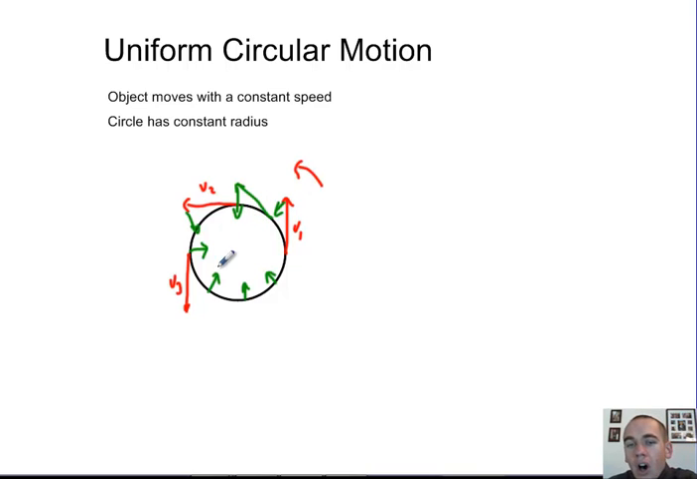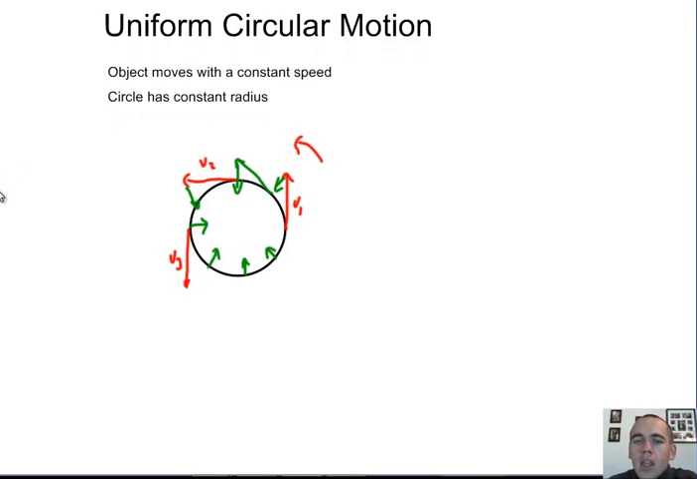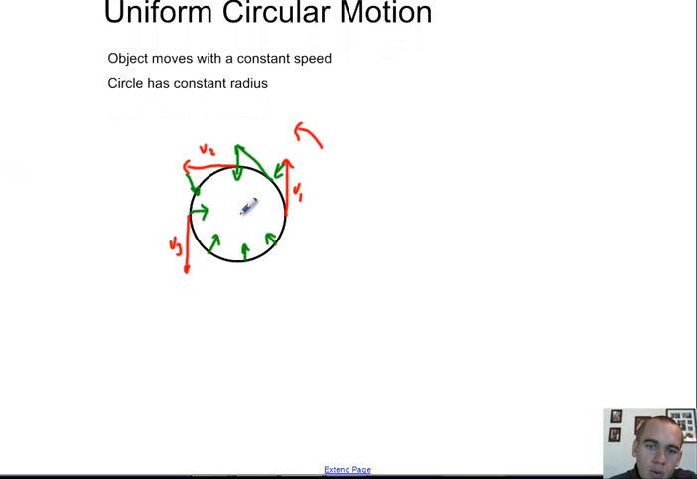Now, if you take a look, all those acceleration vectors point towards the center. Okay, and so that is directed along the radius of the circle. It's in towards the center along the radius. Because of that, we call this radial acceleration, but also because it's directed towards the center, we call it centripetal acceleration. Centripetal just means center seeking. So centripetal acceleration is the acceleration an object has when it's moving in uniform circular motion.